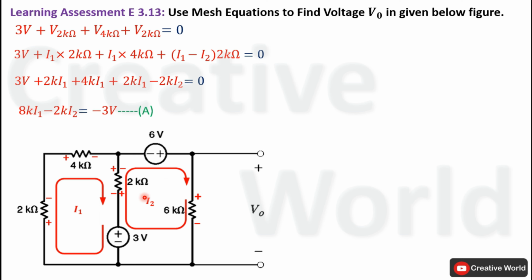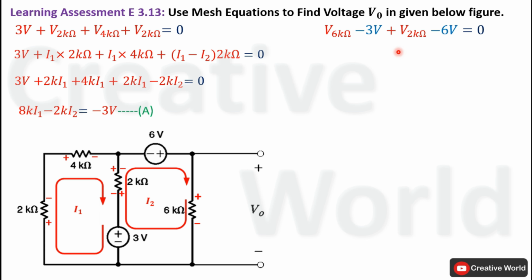Now we will apply Kirchhoff's voltage law inside this second mesh. Start writing Kirchhoff's voltage law equation from here. Current entering terminal is positive, so voltage across this 6 kilo ohm resistance will be taken with positive sign. Next, current entering terminal is negative, so 3 volt will be taken with negative sign. Next, current entering terminal is positive, so voltage across this 2 kilo ohm resistance will be taken with positive sign. And at the end, current entering terminal is negative, so 6 volt will be taken with negative sign.